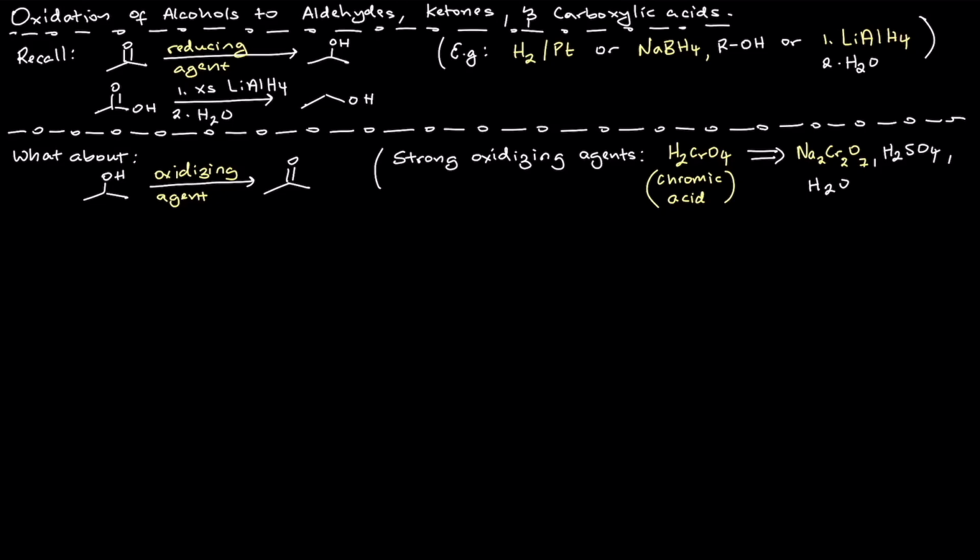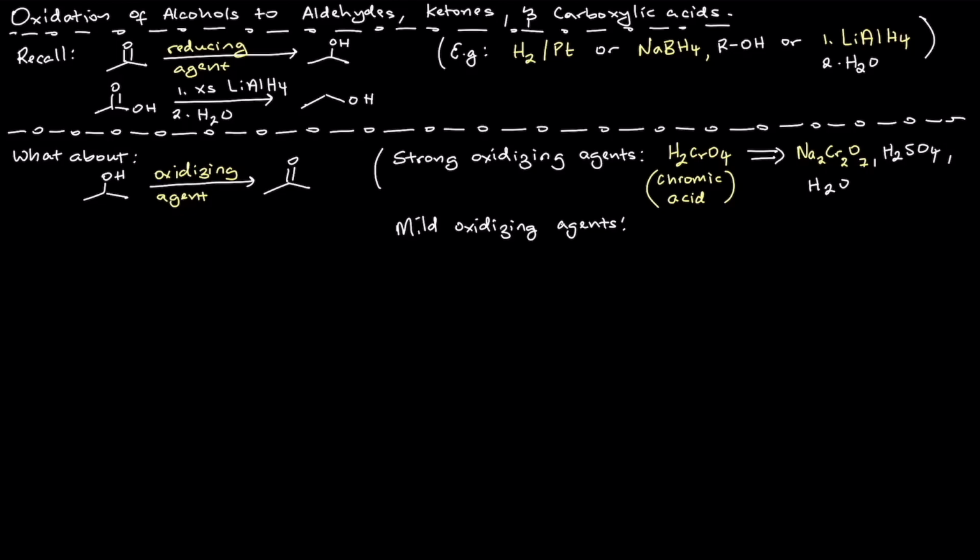Your chromic acid is pretty strong, and so we typically don't just carry H2CrO4 around in a flask. We can make H2CrO4 if you take sodium dichromate, Na2Cr2O7, and then dissolve that in acidic water, H2SO4 in water. You will actually form your chromic acid, which will immediately start to react with your alcohols to oxidize them all the way to the most oxidized form that it can get to.